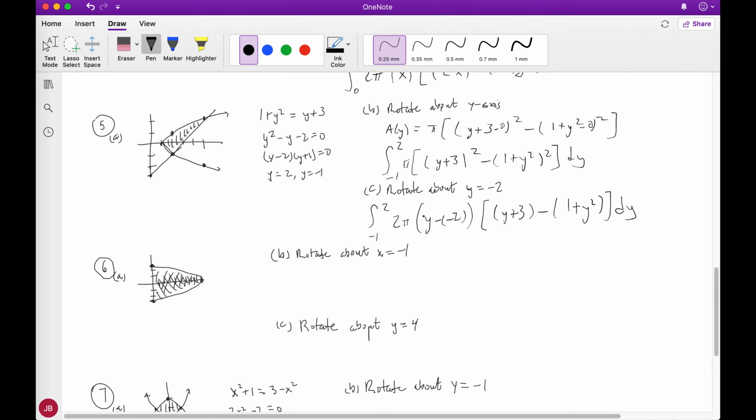Like I said, I'm going to write this as y minus negative 2, but in reality you should write this as y plus 2, right? It just comes from the fact that the axis is below the region. So in shell method, you just take the variable, which is y in this case, and subtract the axis. I think we saw something like that on a recent homework. So please review that.